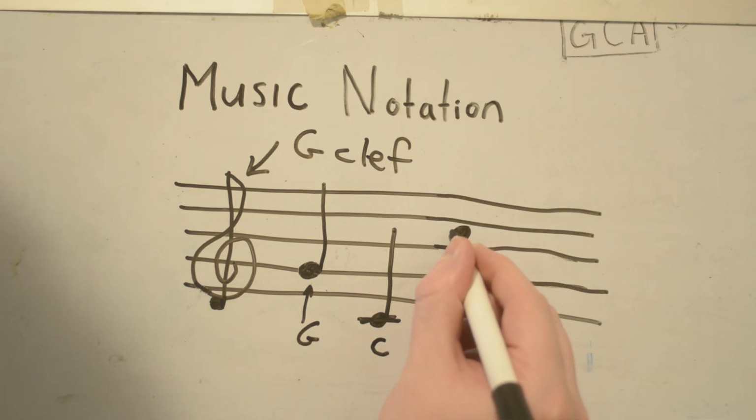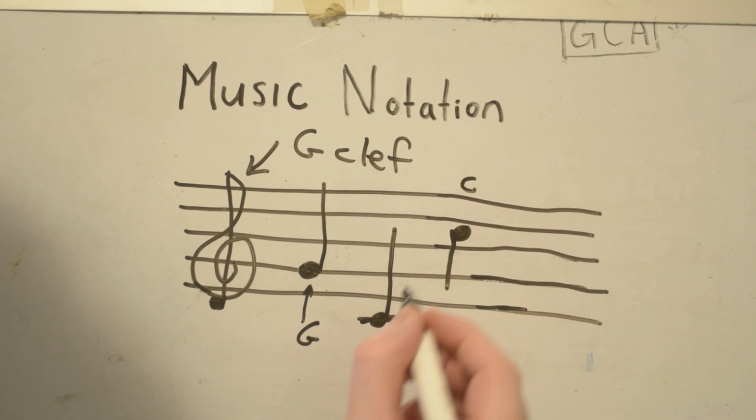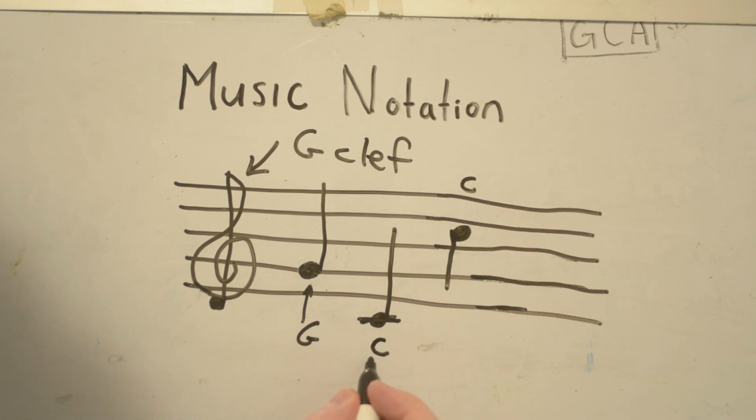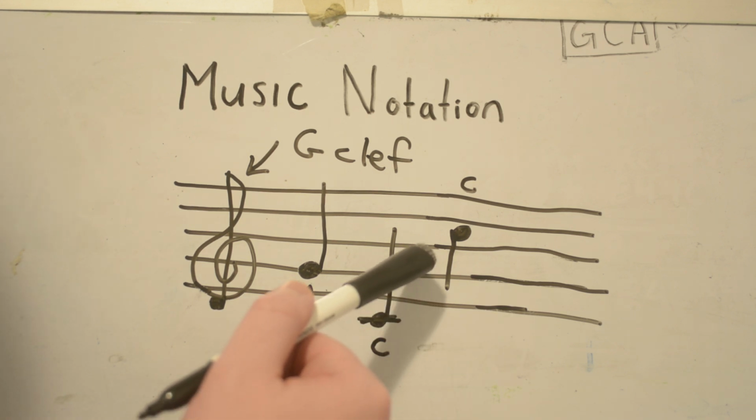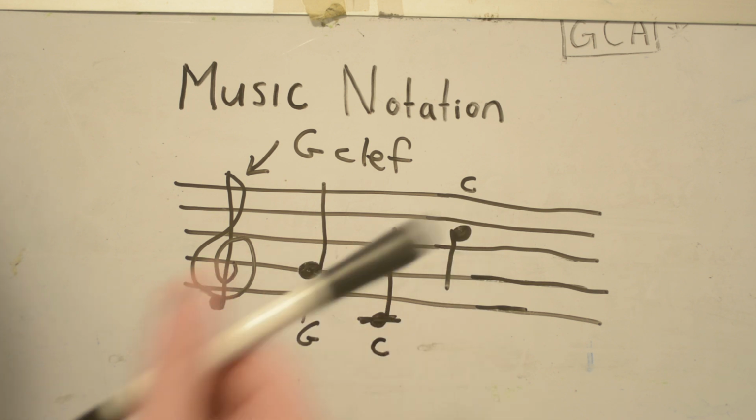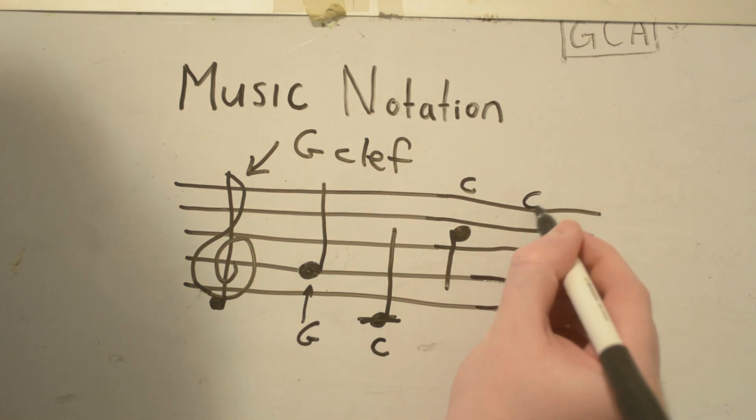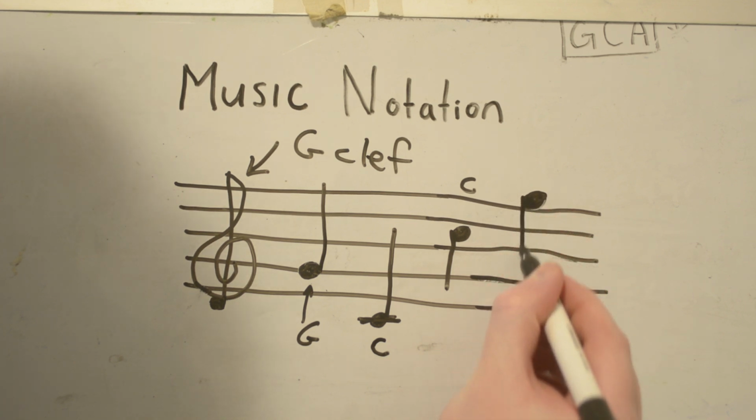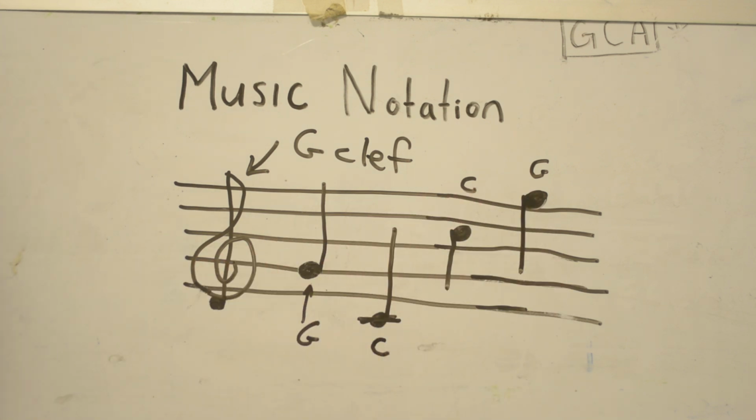This note here is a C as well, but this C is an octave above this C. So remember, we talked about an octave being a set of 8 notes. That would be C, D, E, F, G, A, B, C, the 8th note. That's one octave higher. This note here on top of the staff, in the space on top of the staff, is a G an octave above this.